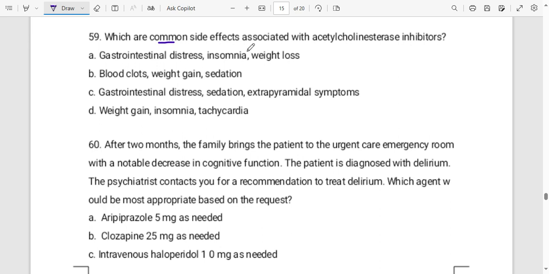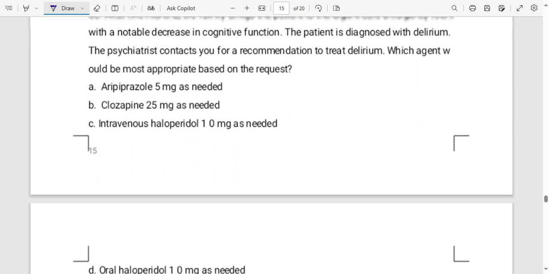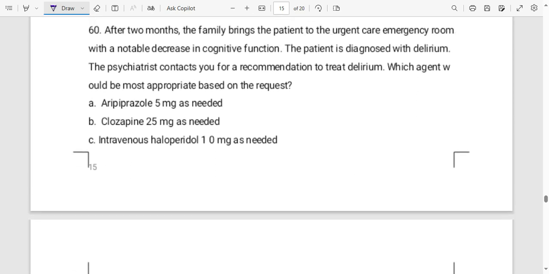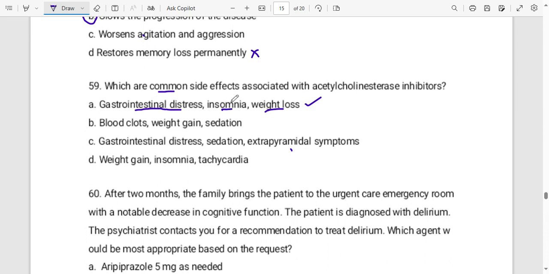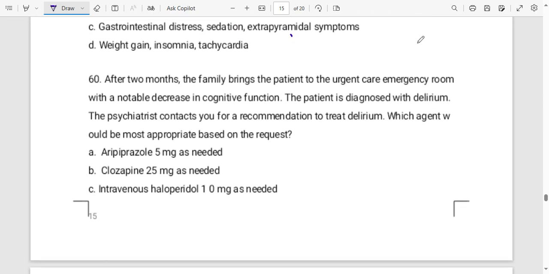Okay, so the side effects: GIT distress, yes, weight loss, and insomnia. These are common for these drugs. GIT distress means problems in the GIT. Remember, acetylcholine, parasympathetic. When someone is just sitting, they want to go to the toilet, so there's diarrhea. They want to urinate, so there's urinary incontinence and all those other things. There's also weight loss and insomnia.